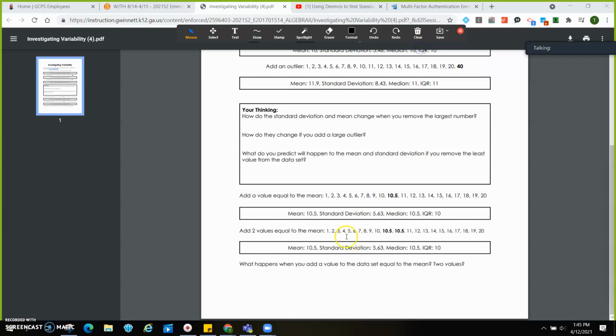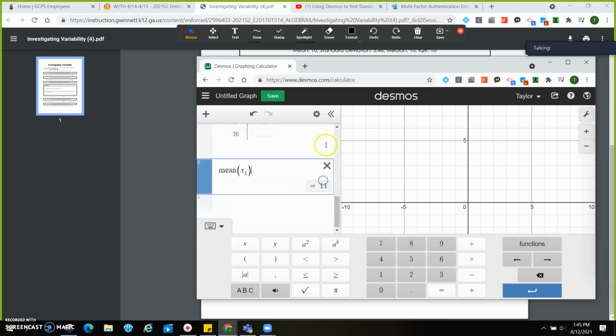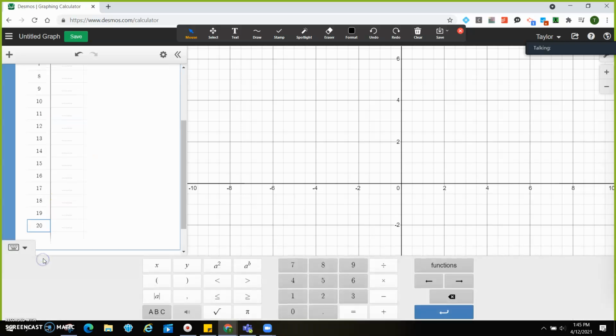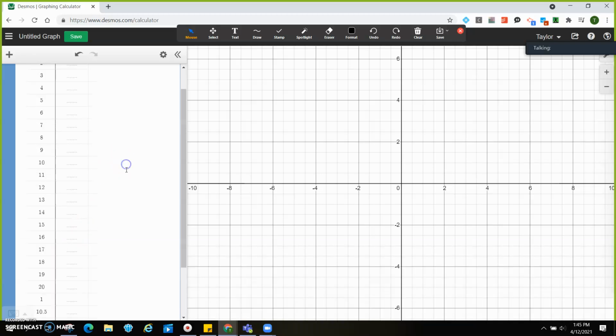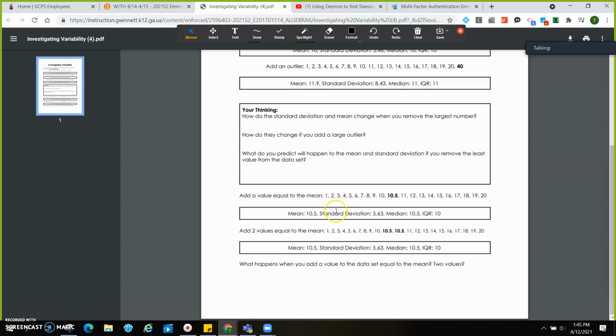So what we're going to do is take our original data set and just add 10.5 into there. So we're going to take our original data set, get rid of these, put a 1 back in here, and then put that 10.5 in. Okay, and then we could run the statistics, but they already give them to us. Then what happens when you add a value to the data set equal to the mean, and what happens when you add 2 values?